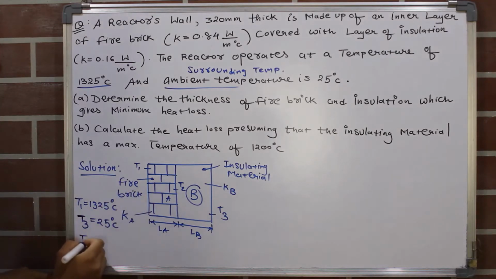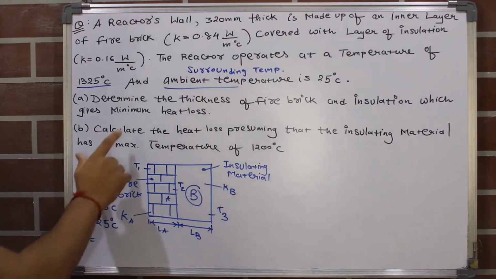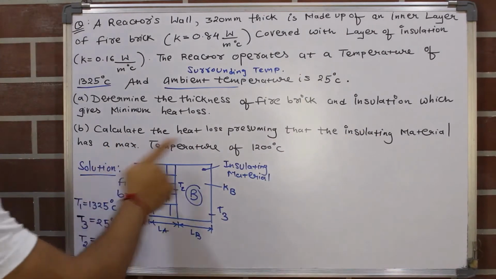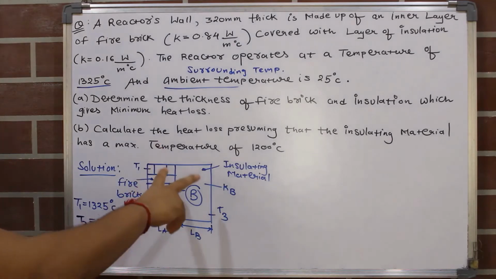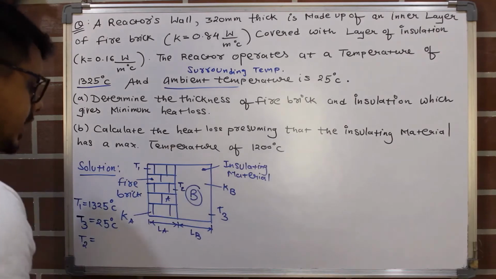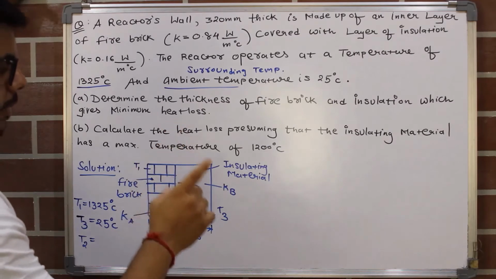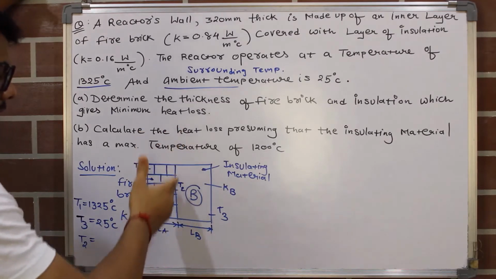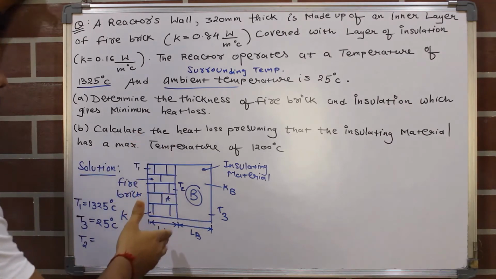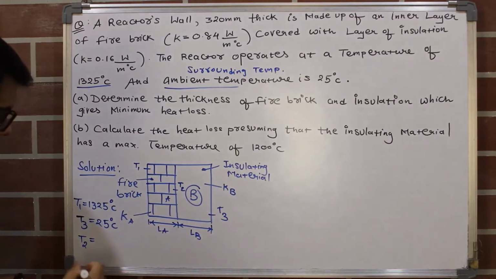Now we want to know T2. What will be T2? For that, you have to read the second line: calculate the heat loss presuming that the insulating material has a maximum temperature of 1200 degrees Celsius. That means the insulating material has a maximum temperature of 1200 degrees Celsius. Now think, which side of the insulating material will have the maximum temperature? Obviously, it is the side nearer to the reactor. So T2 is the temperature of the side nearer to the reactor, and it is given that T2 is 1200 degrees Celsius.